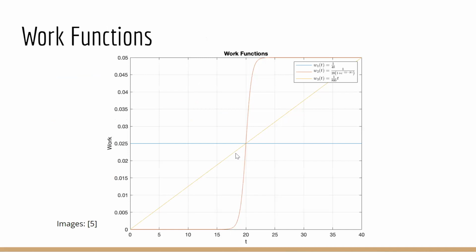So here are three work functions. The blue line represents a high level of work immediately. The orange line represents a short rest followed by an immediate increase in work, and the yellow line represents a constant increase in work.